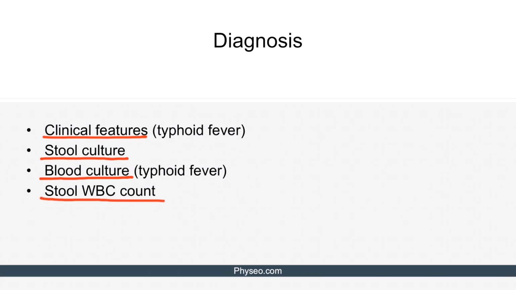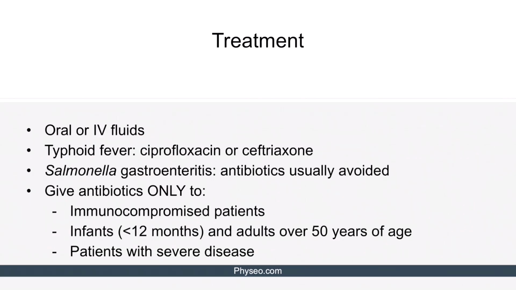Now, stool white blood cell count is elevated in invasive forms of diarrhea, such as Salmonella gastroenteritis, and that's very similar to EHEC, which is also invasive in the enterocytes. So, whenever there's enterocyte invasion of the bacteria, then you can expect a white blood cell count to be high in the stool. Now we will discuss the treatment strategies of Salmonella infections.